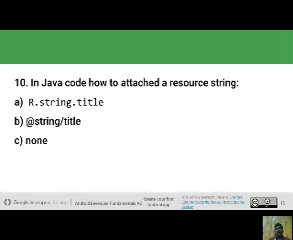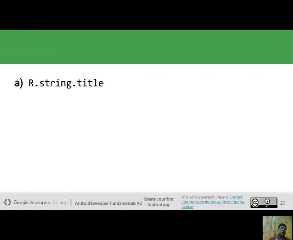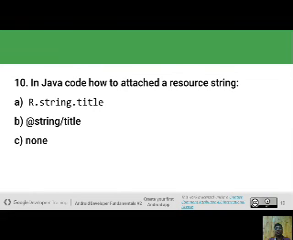So in Java code we use the first option, R.string.title, and in XML we use @string/title. If you want to call a string in the XML, you use the second option. If you want to call a resource in the Java code, you use R.string.title.